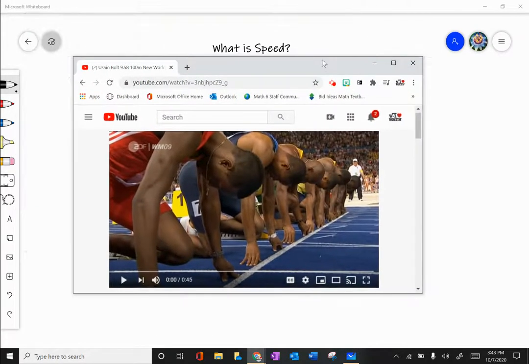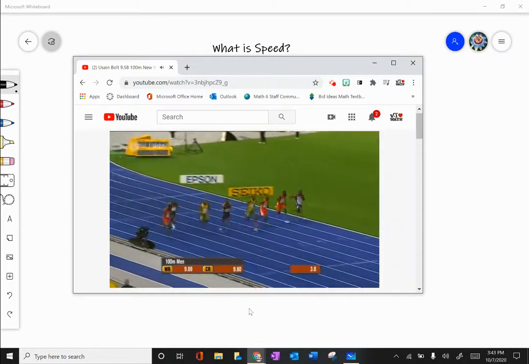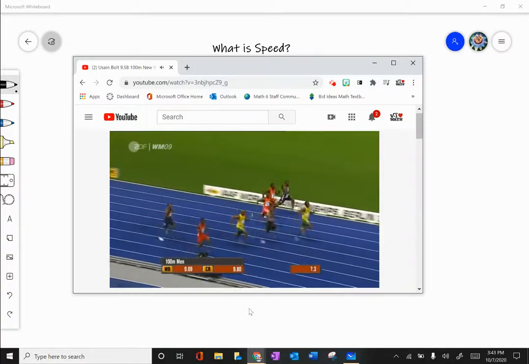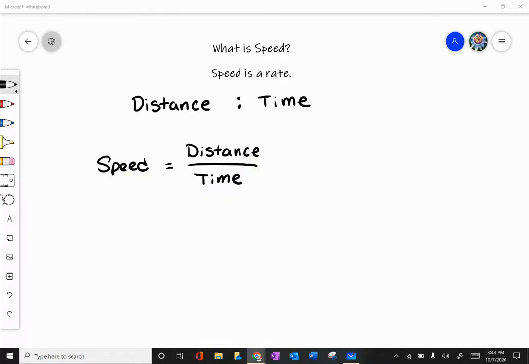So, I have an example here. So that was the 100 meter dash, and he finished in 9.58 seconds. So we know the distance that he traveled and the time it took to travel. So we can calculate Usain Bolt's speed, or his average speed. So if we replace these, the distance with 100 meters and the time with 9.58 seconds, we should be able to find the speed.